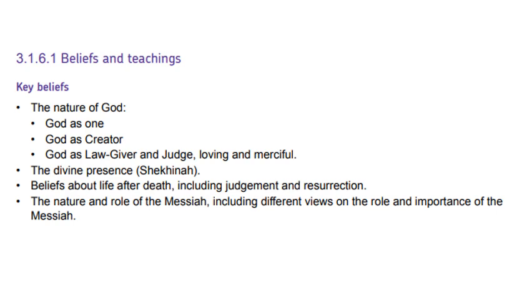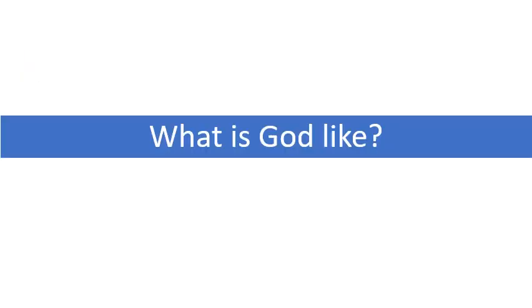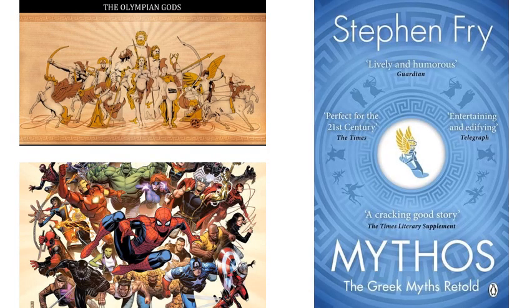So the first bullet point, as you can see, is the nature of God, and then looking at the different features that God has. God as one, God as a creator, and God as a lawgiver, judge, loving, and merciful. Now, it's worth us taking a moment to consider what God is actually like in Judaism. The important thing to remember is that Judaism practically invents monotheism.